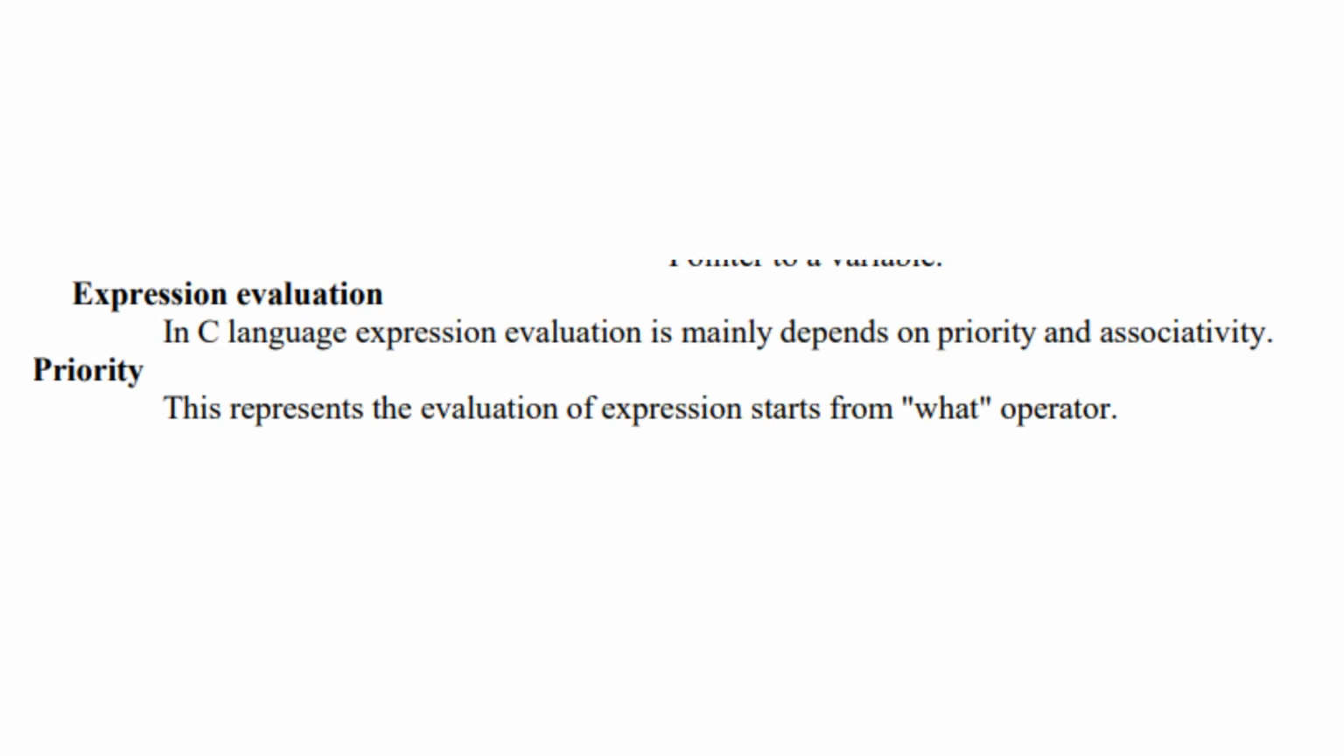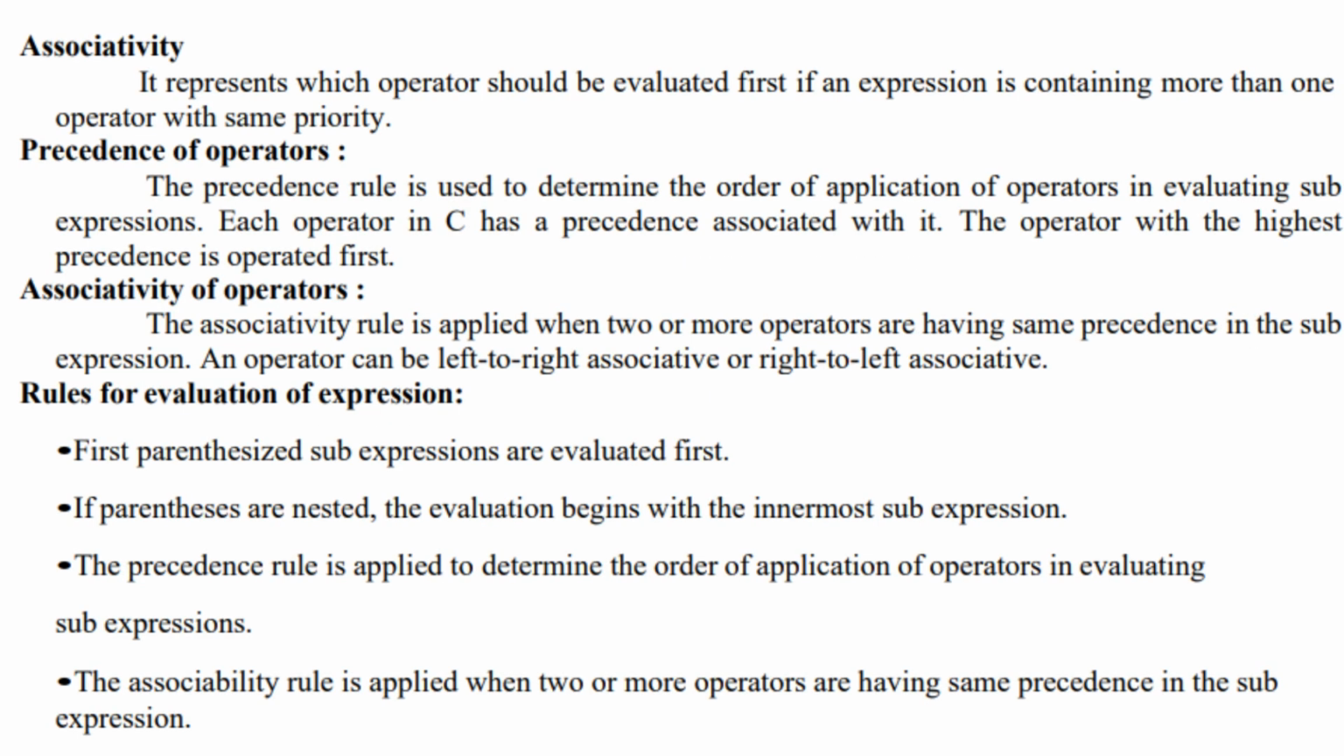Priority. This represents which operator the evaluation of the expression starts from. Associativity. It represents which operator should be evaluated first if an expression contains more than one operator with the same priority. Precedence of operators. The precedence rule is used to determine the order of application of operators in evaluating sub-expressions. Each operator in C has a precedence associated with it. The operator with the highest precedence is operated first. Associativity of operators.